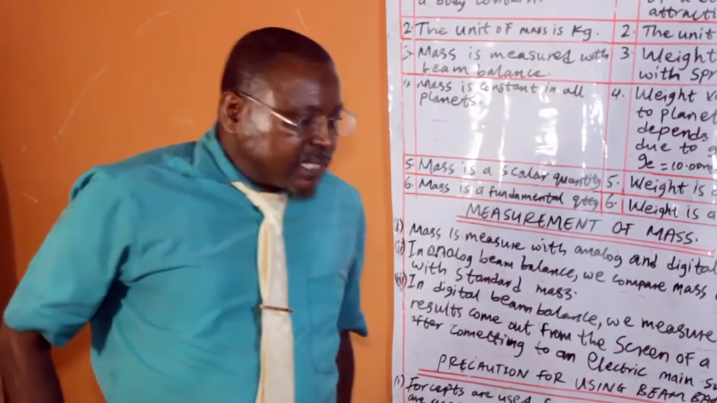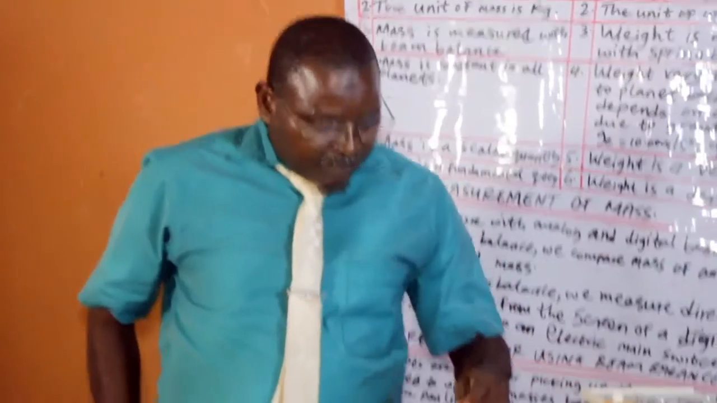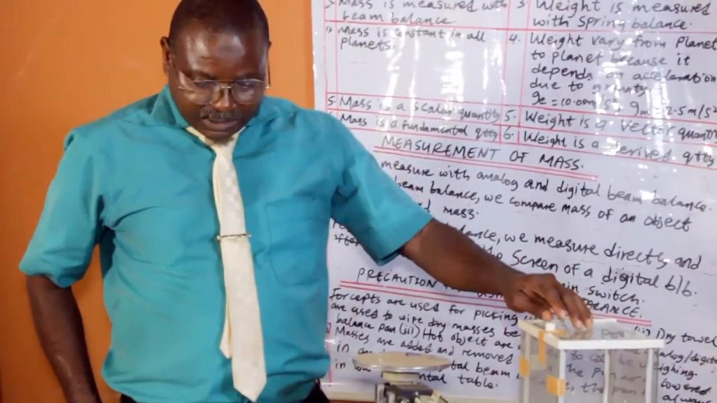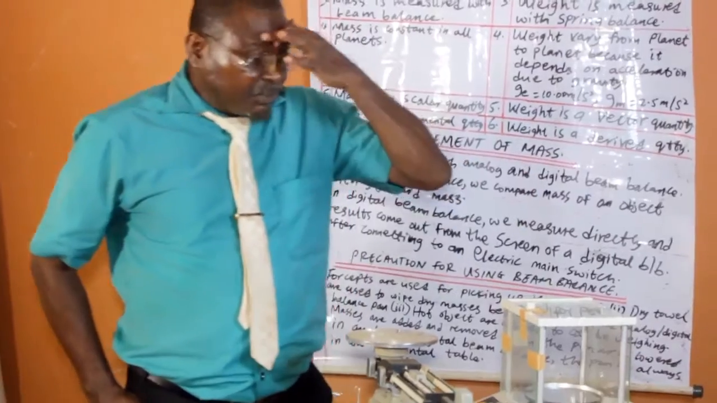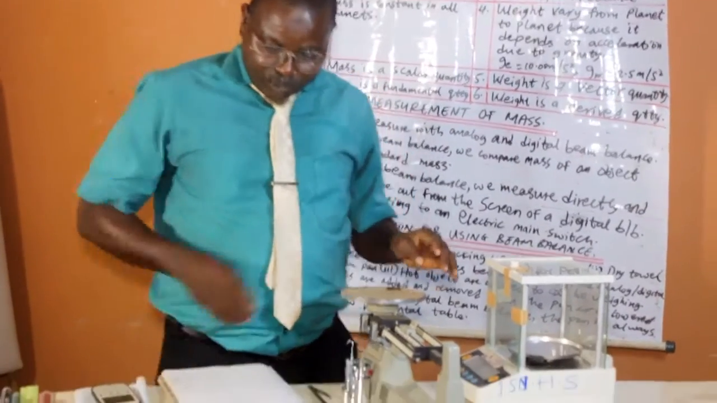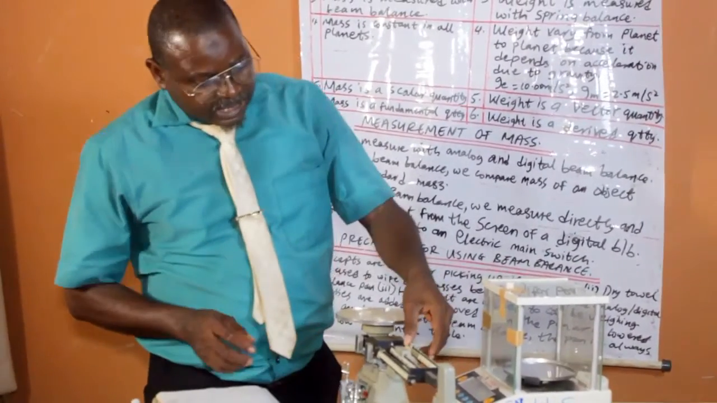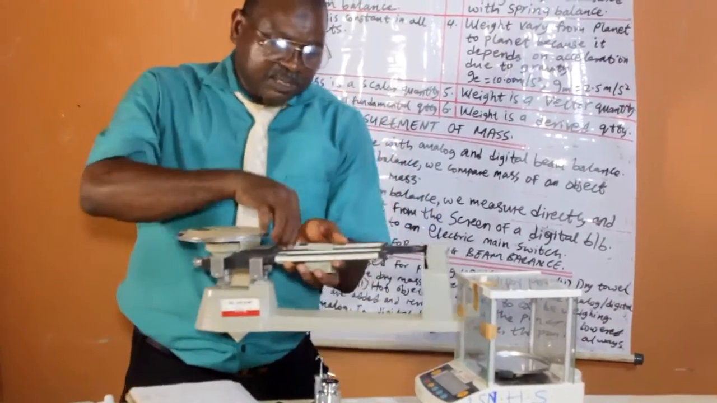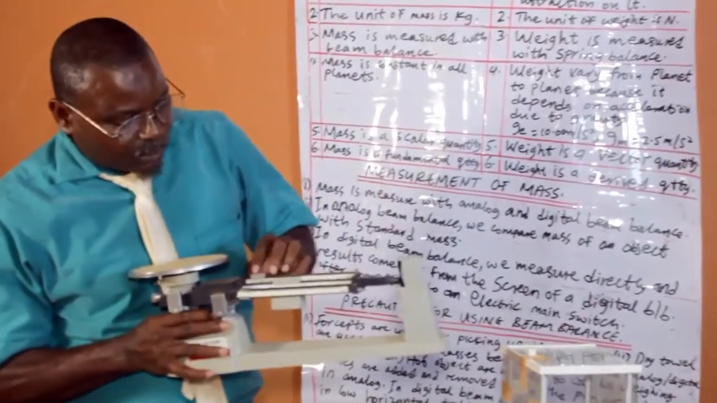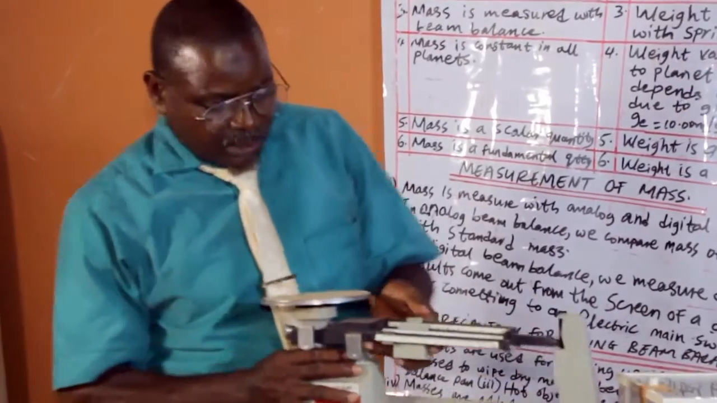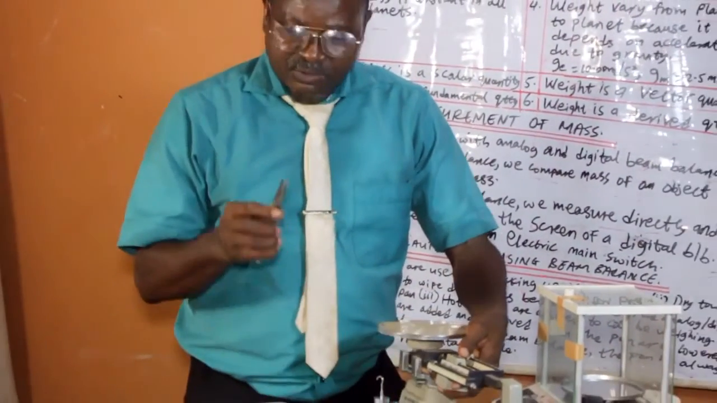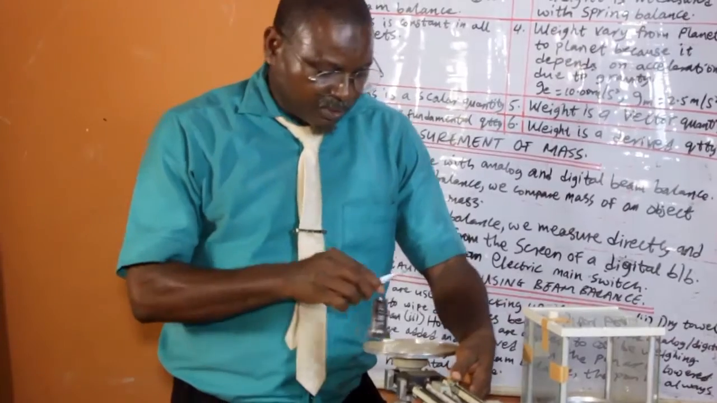Measurement of mass. We measure mass with analog beam balance and digital beam balance. In analog beam balance, we compare mass with standard mass. These are the standard masses here. This one, and this one. We place the mass here with our forceps. This is the forceps we use to place mass on the pan.